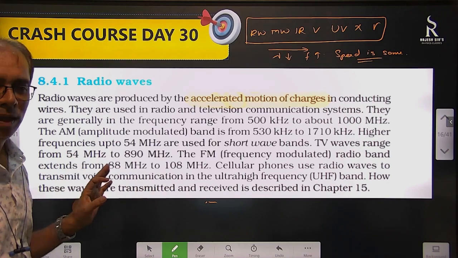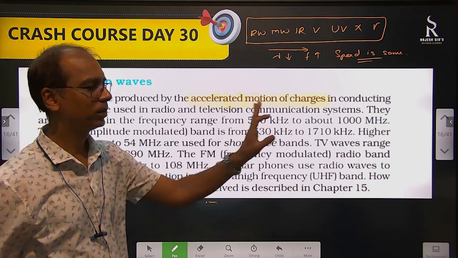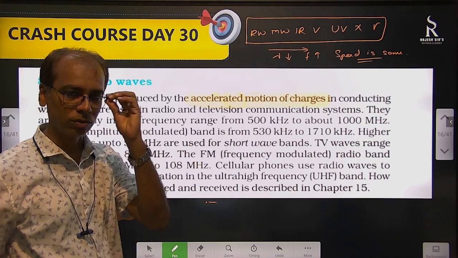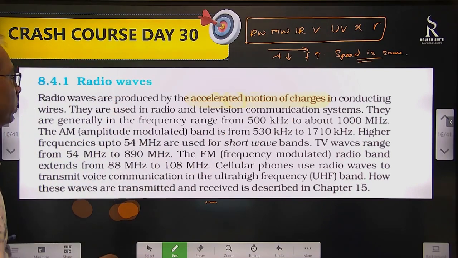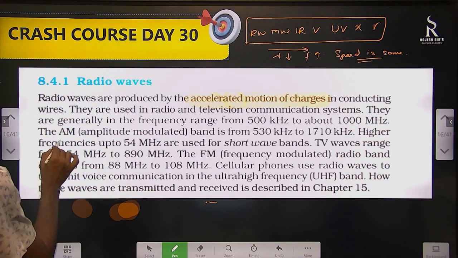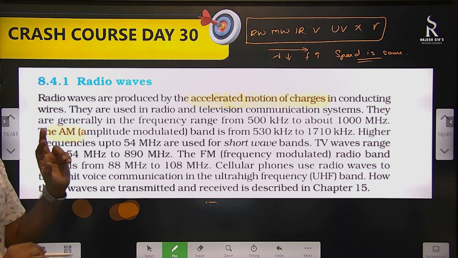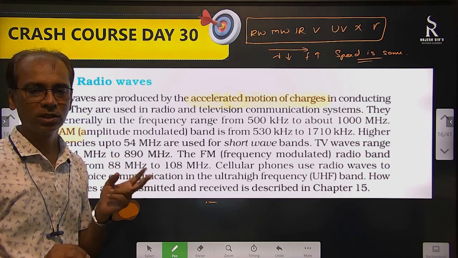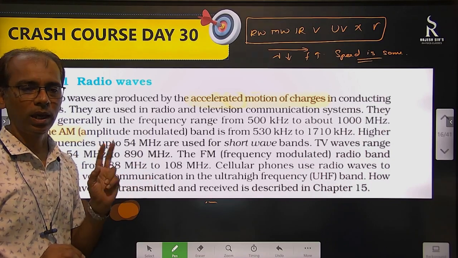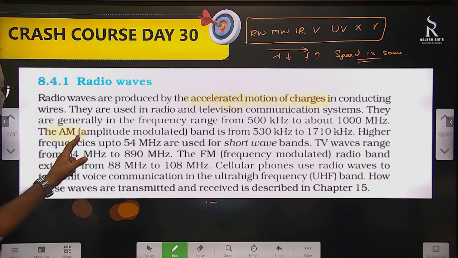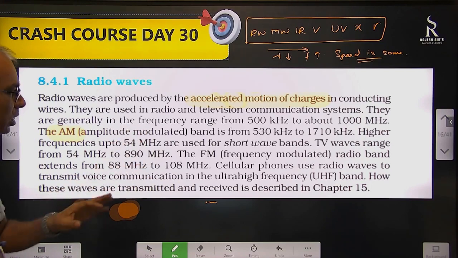Where we are using them is important; this frequency we can leave. Right. So where is it now? AM. This is radio wave. We use it in AM. Now AM and FM radio communication are those. So in AM he is writing amplitude modulated band.